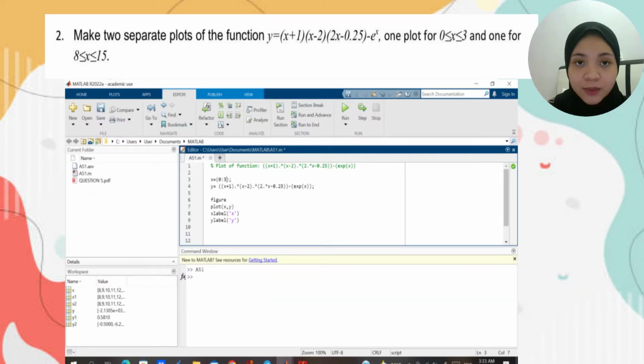Next, for question number 2, make two separate plots of the function, which is y equal to x plus 1 times x minus 2 times 2x minus 0.25 minus exponent x. One plot for 0 less than x less than 3 and one plot for a range less than x less than 15.